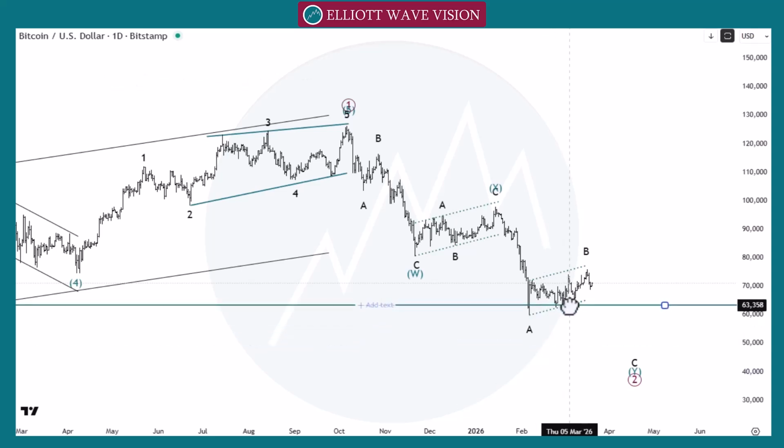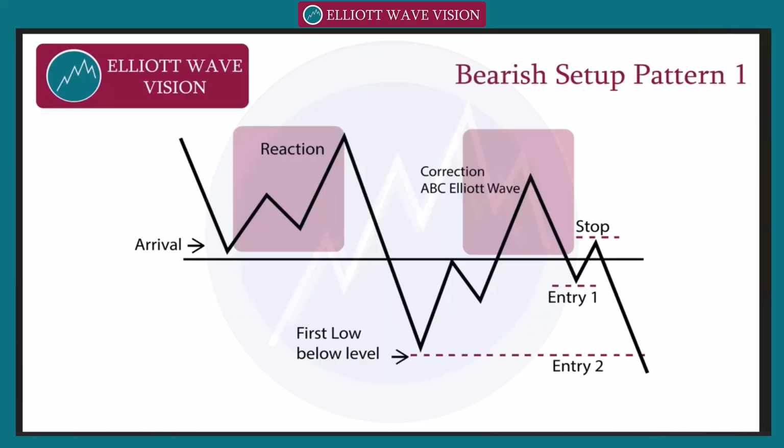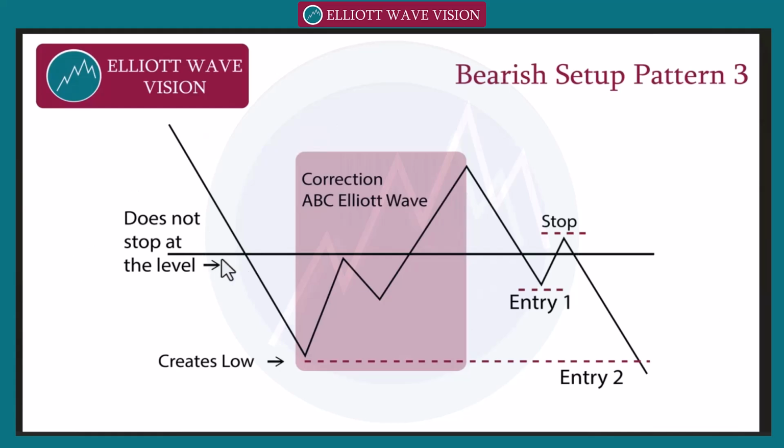Market crosses this point 65 and creates a low. Market doesn't stop at the level. Pattern number 3 is in place. So let's check pattern number 3. In pattern number 3, market doesn't stop at the level at 65 and directly creates a low. After this low, we need to wait for this A, B, and C to complete at their next impulsive move.